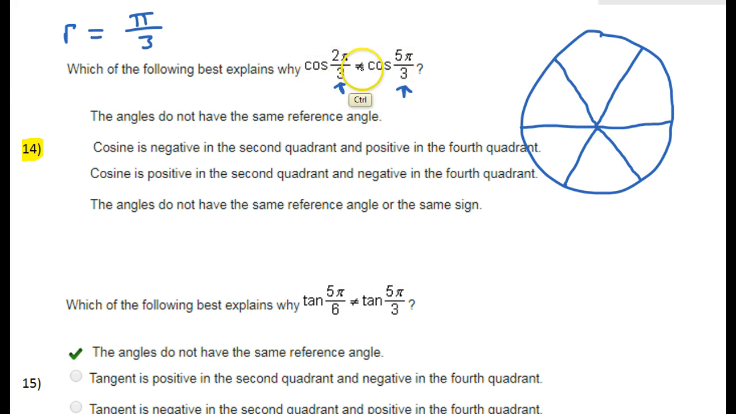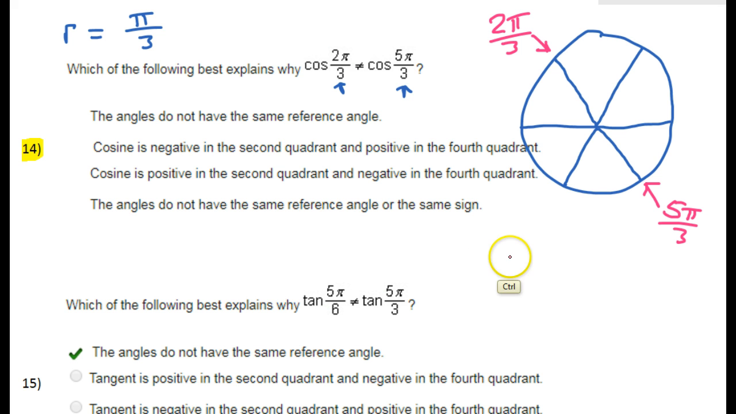So let's look at the two angles in question. I feel like changing colors. So 2 pi over 3 is right here. 2 pi over 3 is here. 5 pi over 3, so this is 3 pi over 3, 4 pi over 3, 5 pi over 3 is right here. Okay, so why aren't these the same?